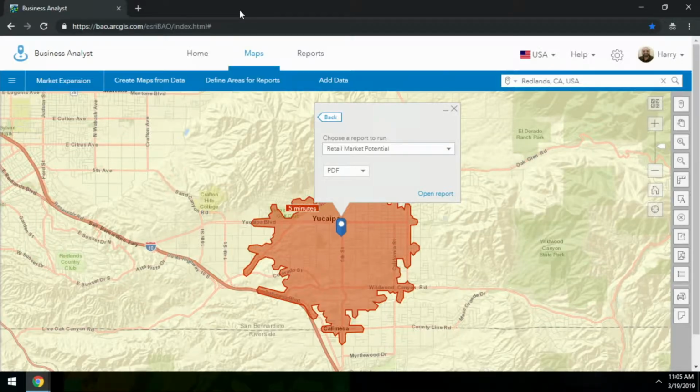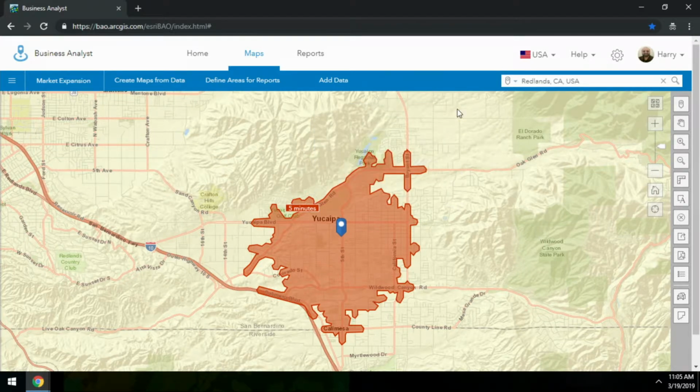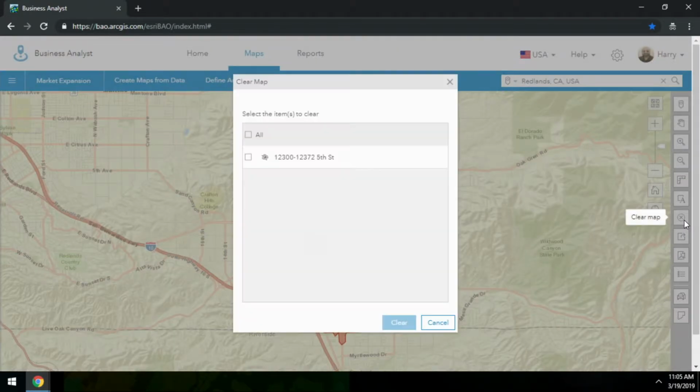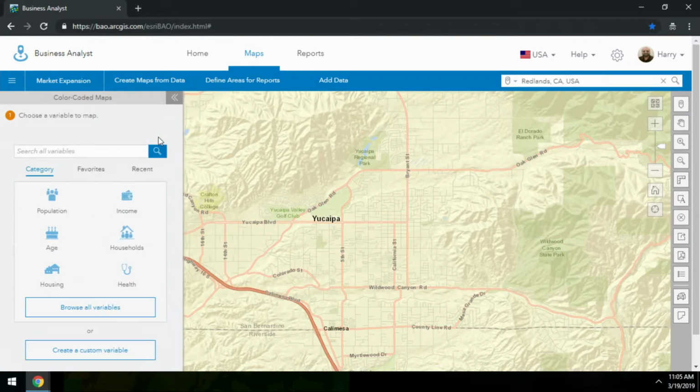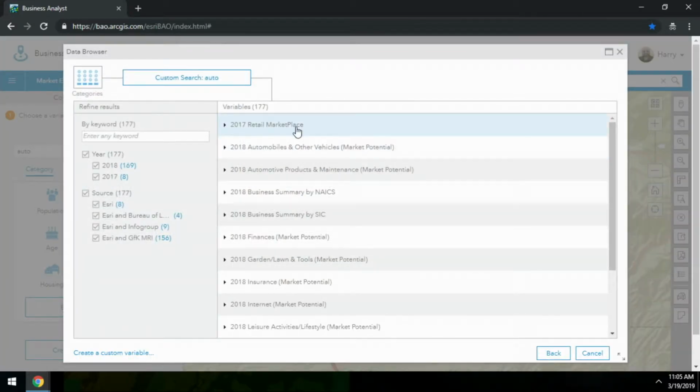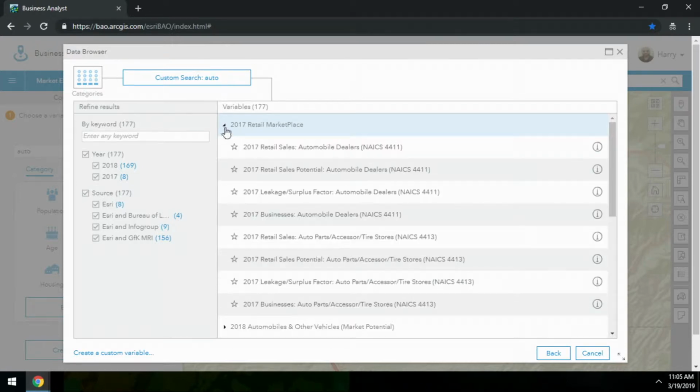Now, one of the other great things about Business Analyst is that it has thousands of data layers, literally over 5,000 layers. So for clarity reasons, I'm going to clear my map, and I want to begin to explore these data sets by creating a color-coded map. So in this case, I can search for auto, and I can see a ton of different information for market potential, like how many auto dealers are there.